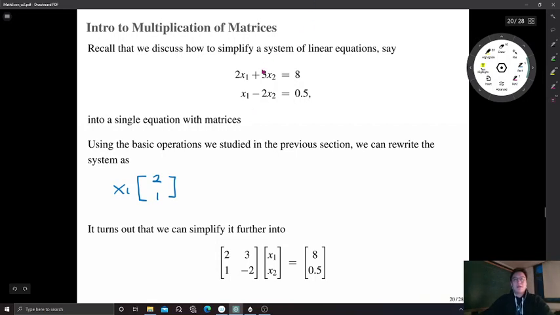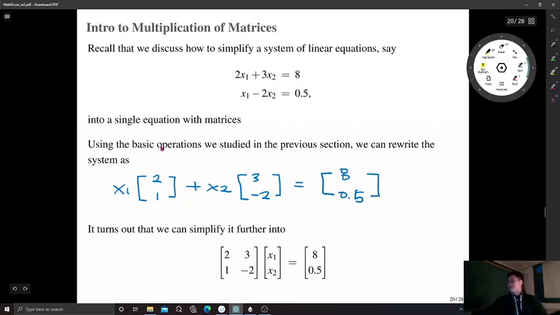All right. Now taking a look at the x2 terms and using the scalar multiplication one more time, factoring out x2 times matrix 3 and negative 2. And then the two expressions on the left-hand side is simply the addition of these two matrices. And on the right-hand side, we have a constant matrix 8 and 0.5. So using the operations we studied so far, we can simplify this system into this equation.